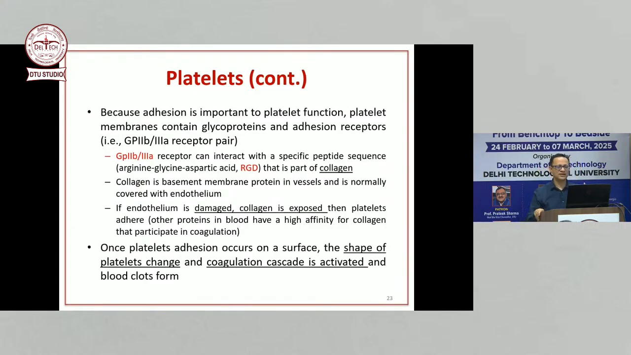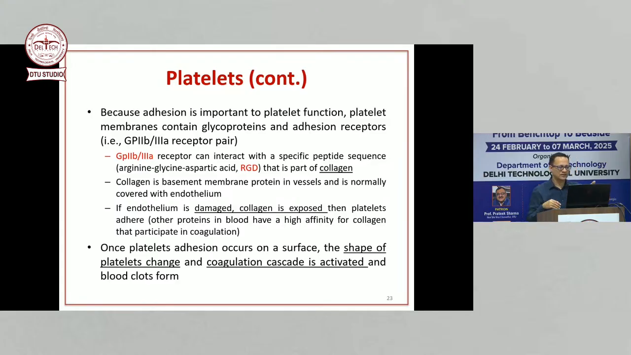So now another player that comes in is collagen. When you get this cut, collagen gets exposed, and this collagen starts telling platelets and blood components that this is not normal. Before that, there were healthy endothelial cells, blood was flowing just fine. Now there is a cut, collagen is exposed, it's telling blood components there is something wrong, we need to stop this.